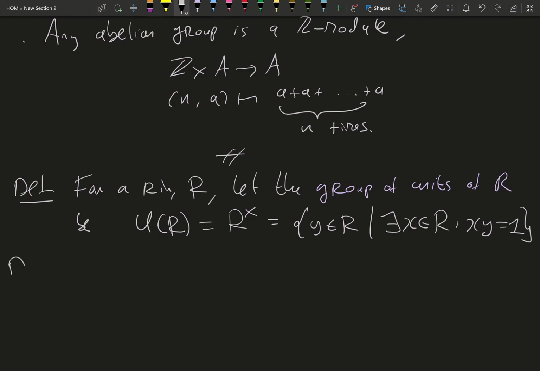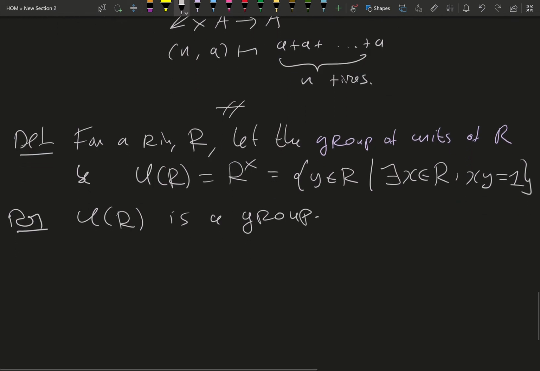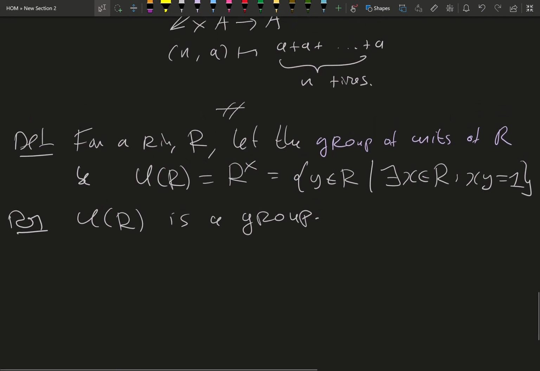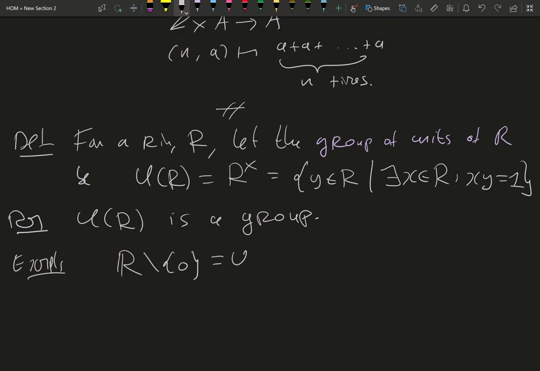So the remark here is that the group of units of R is a group, which is not hard to check. It's associative and it has inverses by definition. And here are examples. So if we take R, which is a ring, where addition and multiplication is just given by addition and multiplication, then if we throw away the 0, then we have the units in R.